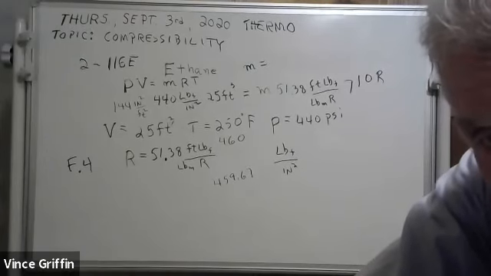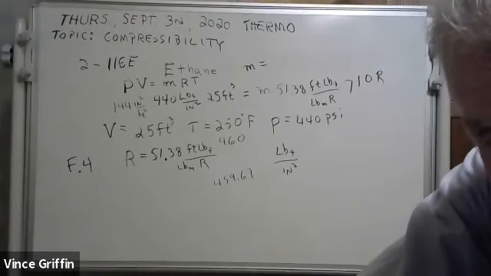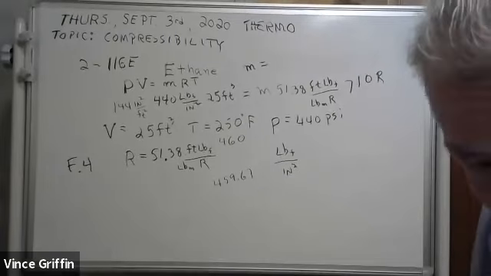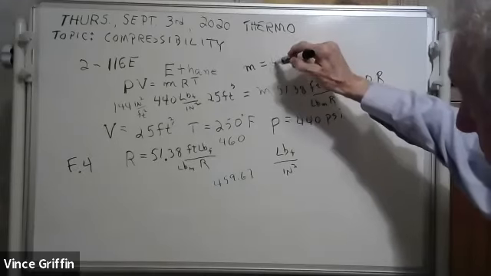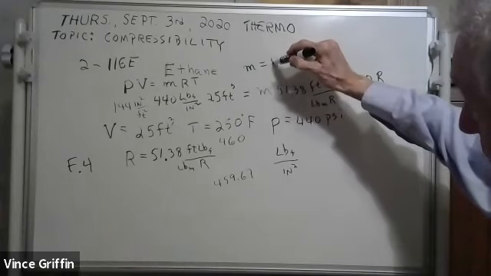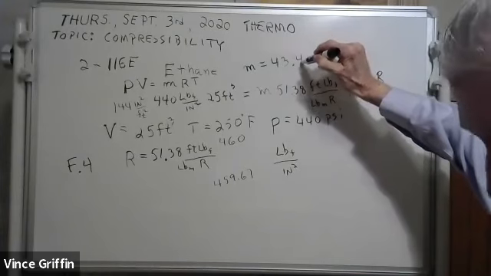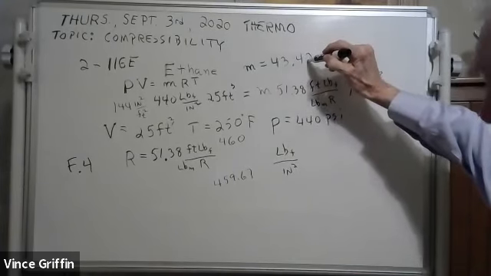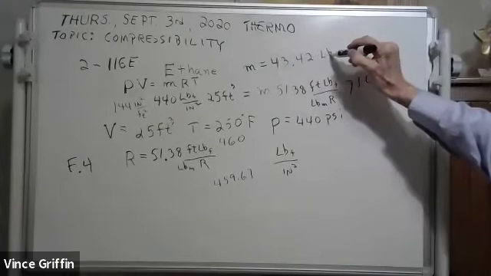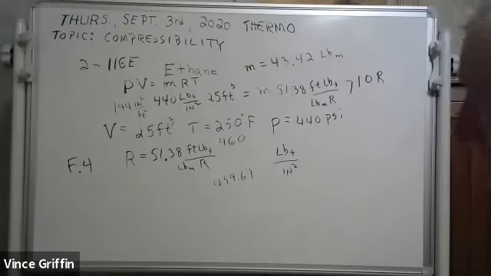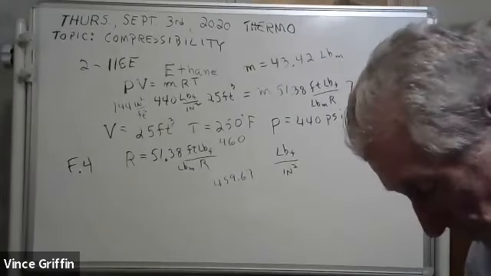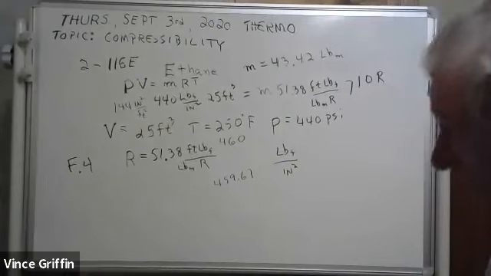Let's go to my friend Nicholas. Go ahead. This is Dawson. I got 43.4. That's what I got. I got 43.42 on mass. Yay, we did that. We found the mass.